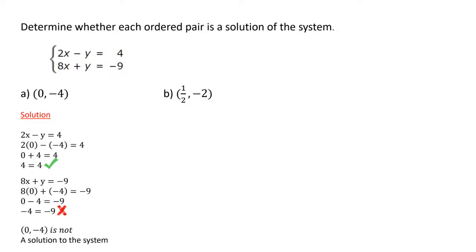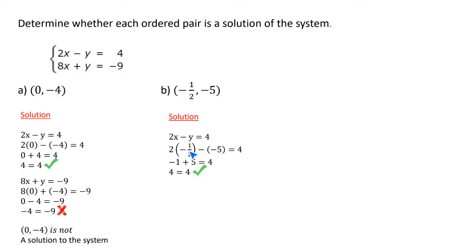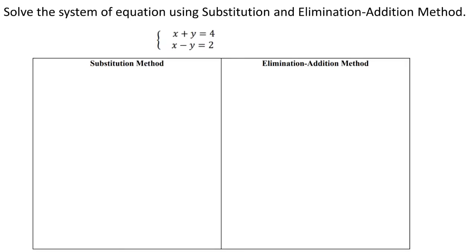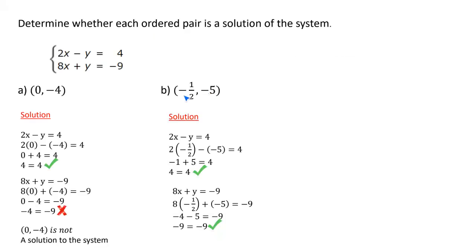So we can try letter B. If I plug in -1/2 for x and -5 for y, then I end up with -1 plus 5 is equal to 4. And 4 equal to 4 is a true statement, so that's good. And I also need to plug it into the second equation. So 8 times -1/2 plus -5 is going to be -9 is equal to -9. So notice that in both situations, this ordered pair satisfies or gives me a true statement. So we say that this ordered pair is a solution to the system. So this ordered pair is a solution for the entire system.